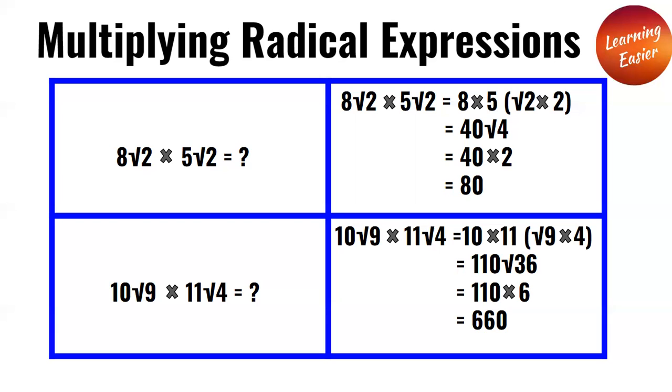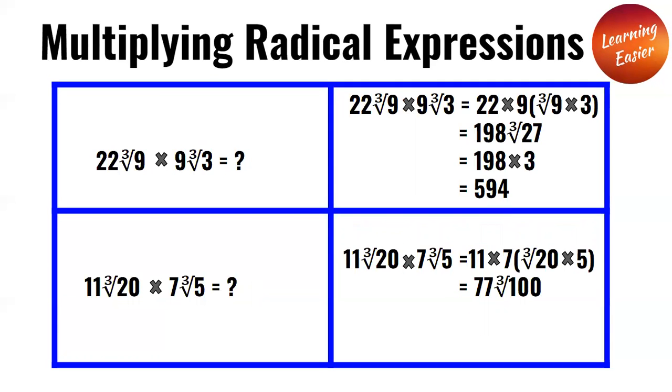So 10 times 11 is 110. The square root of 9 times the square root of 4 is equal to the square root of 36. 110 times square root of 36 can be simplified into 110 times 6, which is equal to 660.